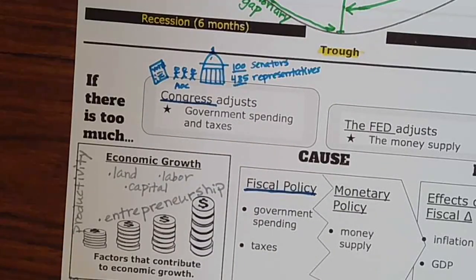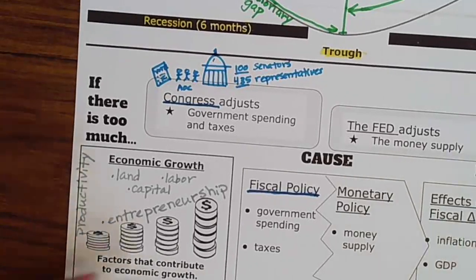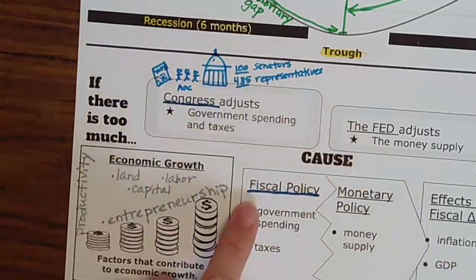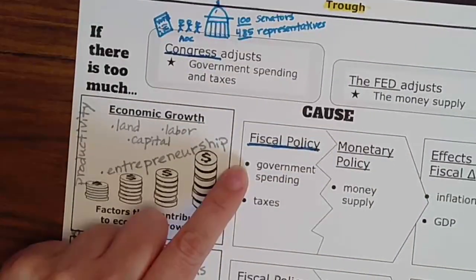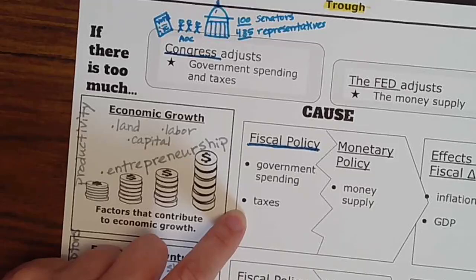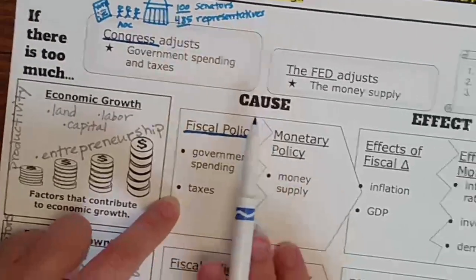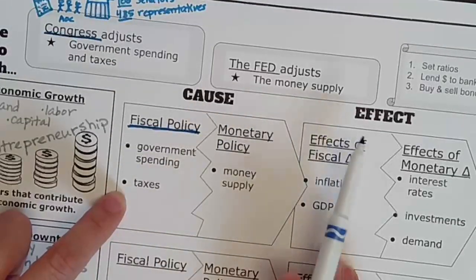One of them is called fiscal policy. The other one's called the monetary policy. And they both have to do with money. Both of them in my brain make me think of money, but we have to kind of separate them out. Congress is the one who does our fiscal policy. They are the ones who are going to decide what we do with our government spending and what we do with our taxes.